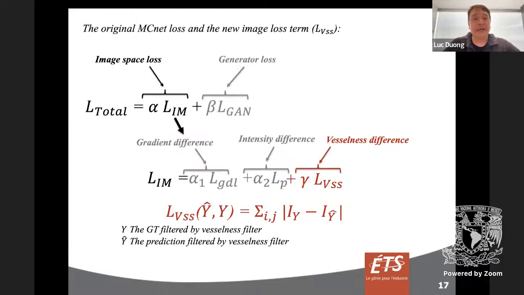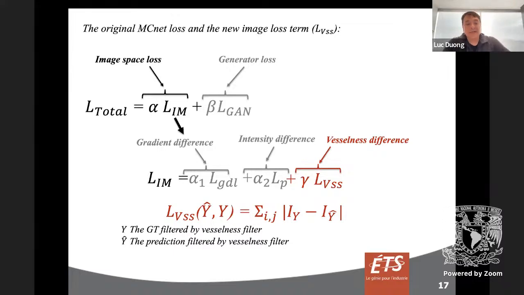Of course, if we just use it as is, it's not good enough. So we asked ourselves, how can we model the shape of the vessel? One of the most used techniques to do that is to use a vesselness filter. The vesselness filter enhances long and thin structures in images, and it's very good at detecting vessels in X-ray angiography images. What we did is use that filter to generate a map of where the vessel would be, and we incorporated that term inside the MCNet loss.